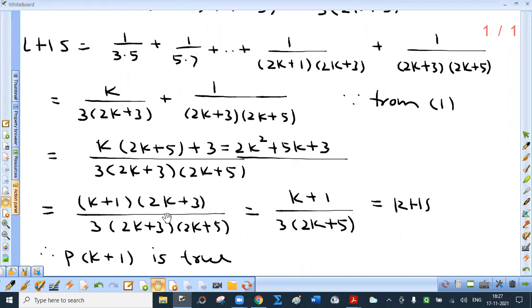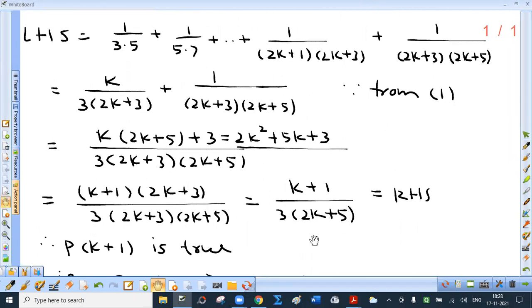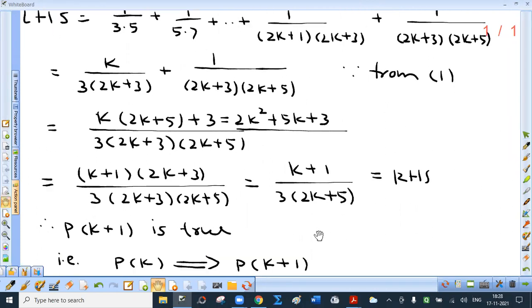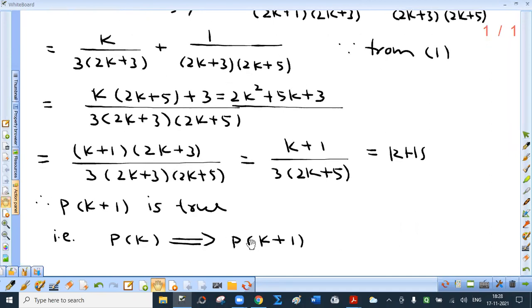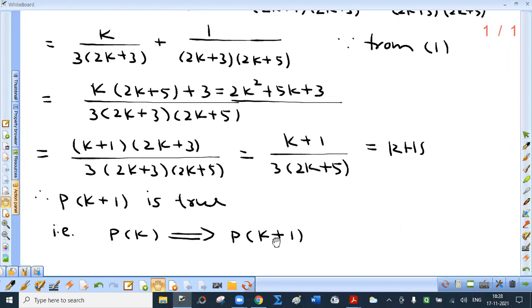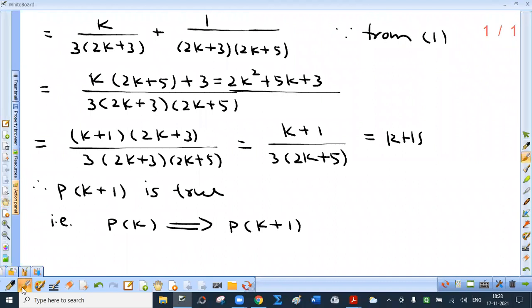What are the factors? (k plus 1) and (2k plus 3). 2k plus 3 gets cancelled. So (k plus 1) upon 3 into (2k plus 5), which is nothing but the right hand side. This means P of k plus 1 is true. You need not write this in exam, but this means P of k is true implies P of k plus 1. Okay.